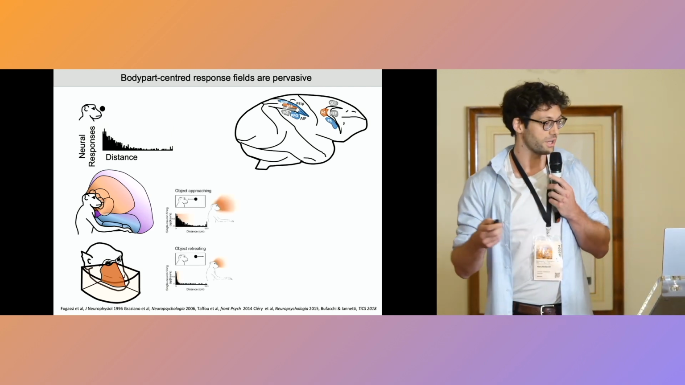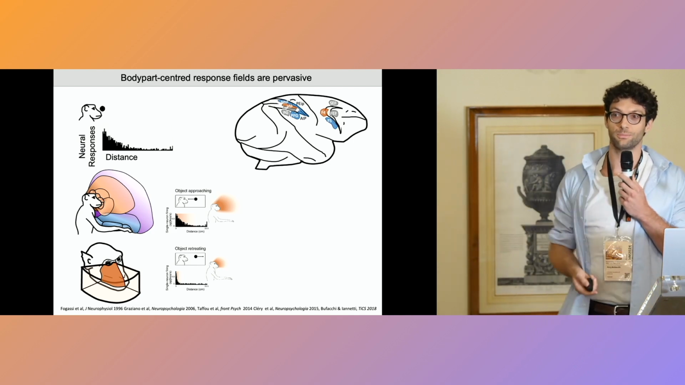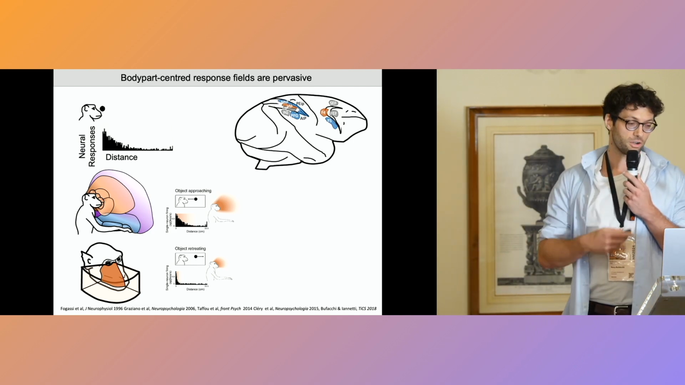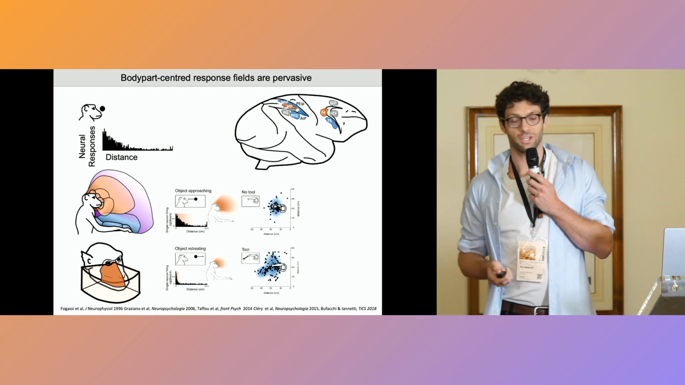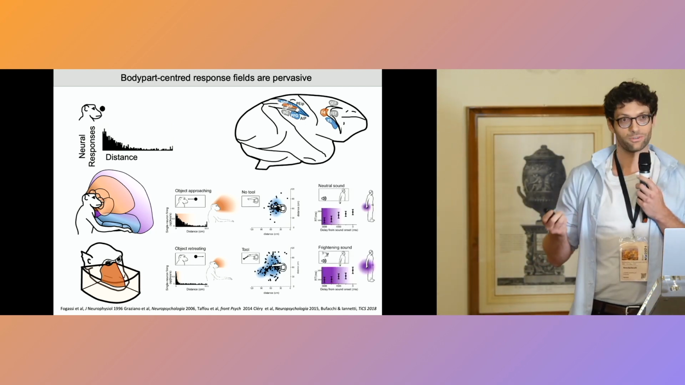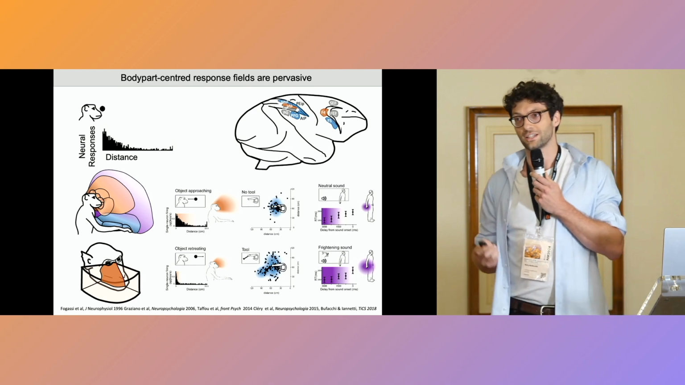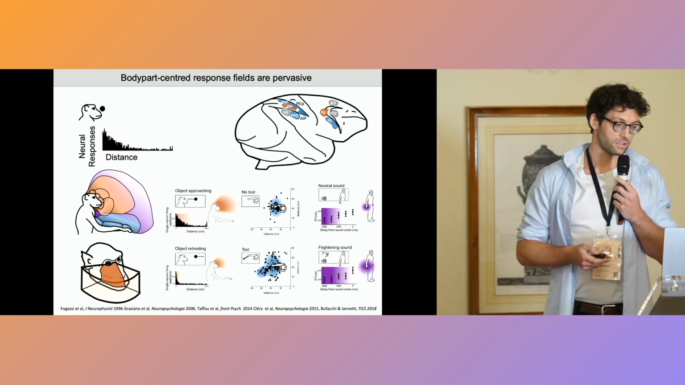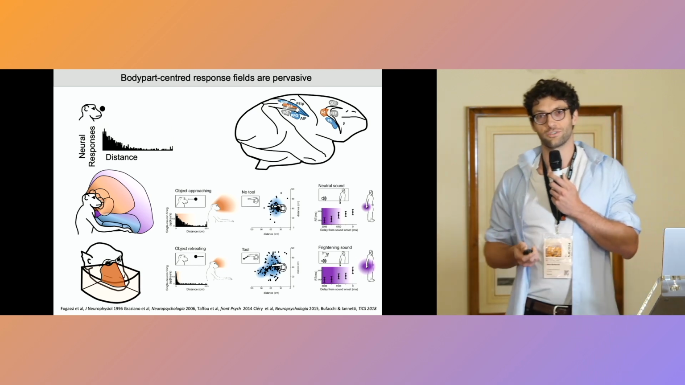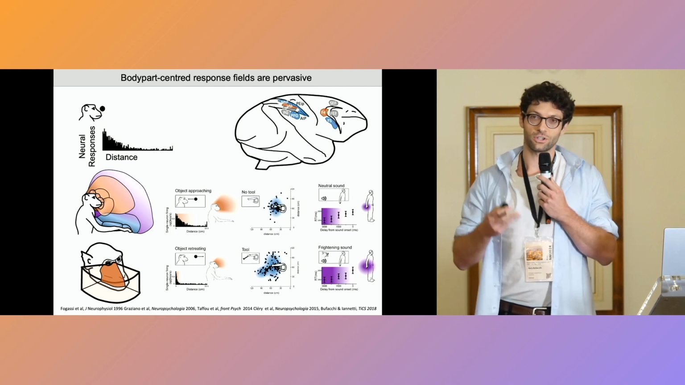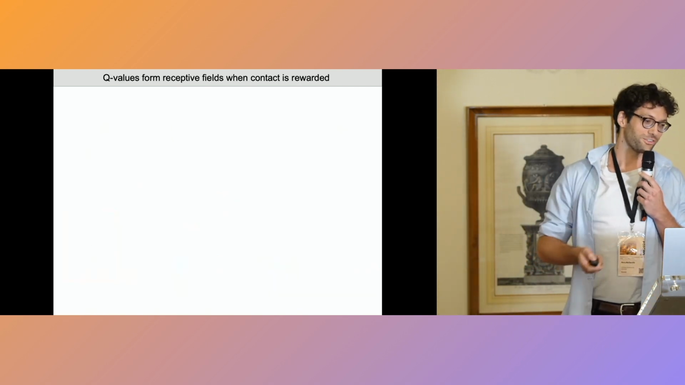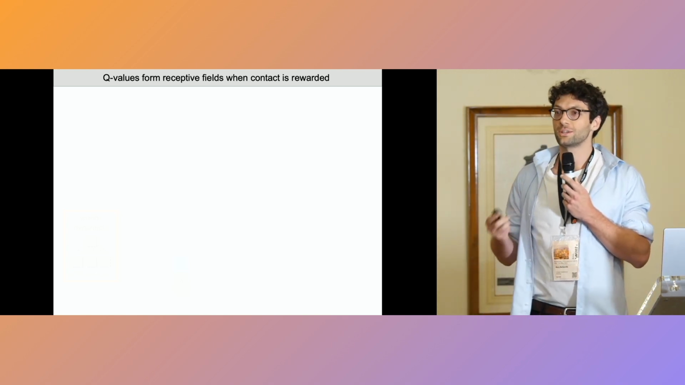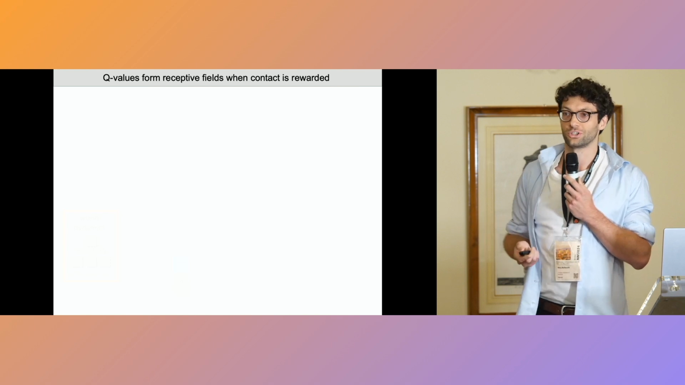They have a few canonical response properties. For example, they tend to expand in the direction of incoming stimuli. Many of the fields that are around the upper limb will also remap in response to tool use. And of course, or maybe of course, they're very responsive to stimulus valence. Now, despite all this accumulated knowledge over the years, we don't really have a solid theory for what they're doing. So my first objective here is to show you that cue values or action values take on very similar receptive fields if you reward touch.